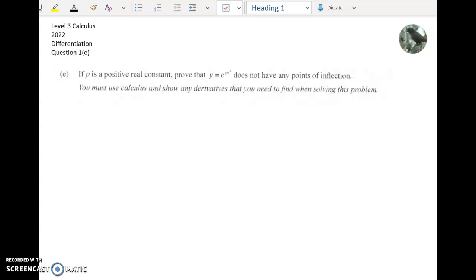Kia ora koutou, here's question 1E from this year's level 3 differentiation paper. So I think this is an excellence question, but I'm not 100% sure. It might be a merit question, but I think it's the hardest question out of question 1.